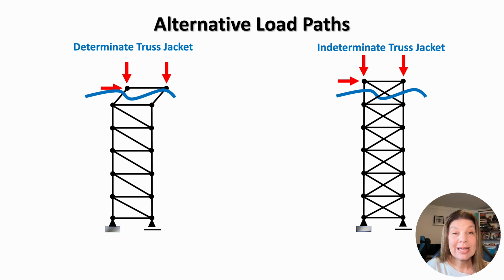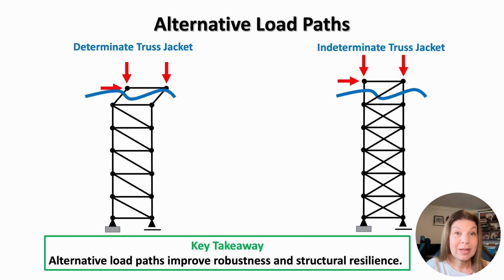Now let's compare this with an indeterminate jacket structure. Although the same brace has been removed now, the structure contains alternative load paths, so the forces are redistributed throughout neighbouring members, allowing the structure to continue carrying load despite the damage. This ability to redistribute forces is one of the major advantages of statically indeterminate structures. It improves the robustness and resilience and is an important consideration in the design of many critical engineering structures. And so the key takeaway here is that alternative load paths improve the robustness and structural resilience of indeterminate structures.